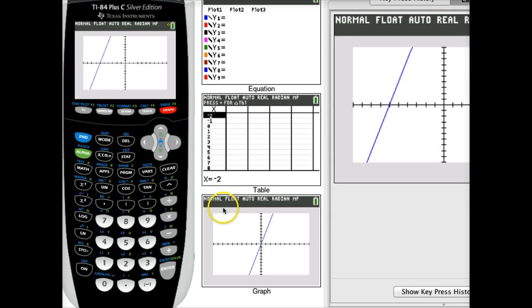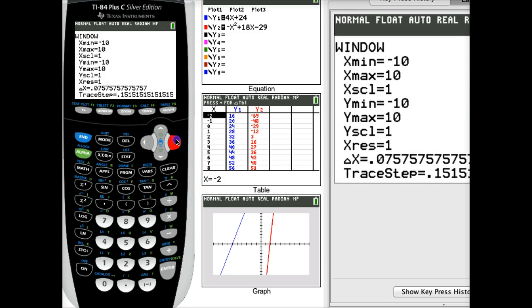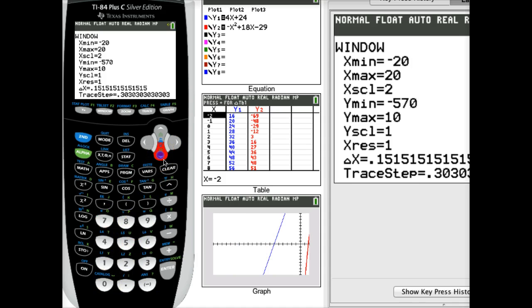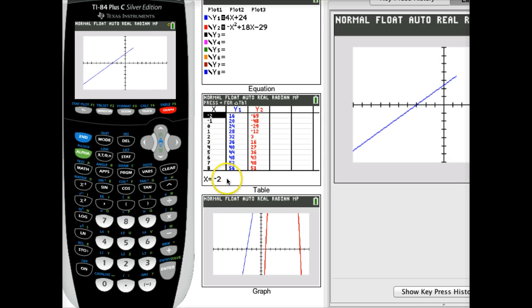If I hit graph, I can see my line, and I can see only part of the parabola. So that means I need to adjust my window. So I'm going to move my x's to negative 20 and 20, and count by 2's. I'm going to make my y's, let's go negative 70 maybe. Negative 70 and 70, counting maybe by 10s, and see if that's any better. We may have to adjust again, we'll see, but we just want to make sure that we have a good looking picture. We got it.